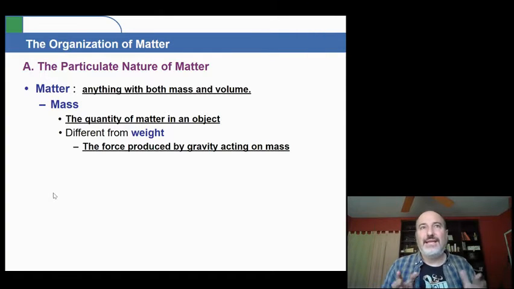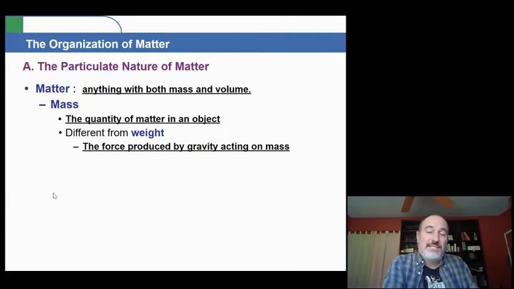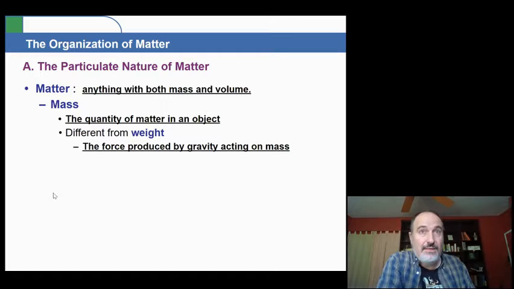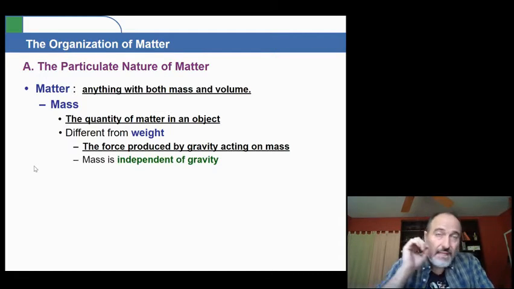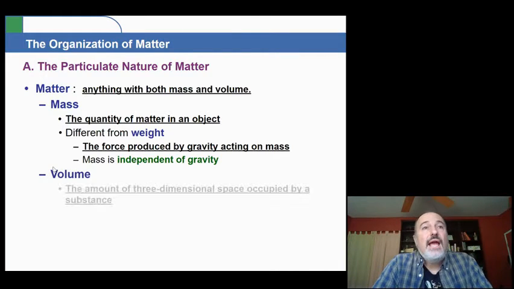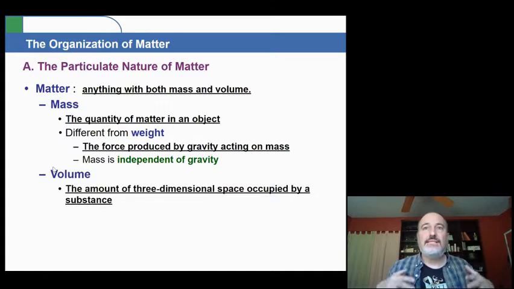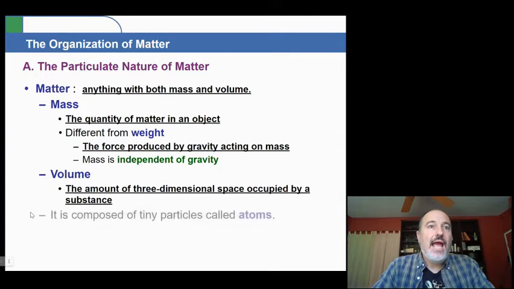But unfortunately, that has nothing to do with the mass. If they are 60 kilograms on Earth, they're going to be 60 kilograms on the moon. So the weight is dependent upon gravity, whereas mass is independent of gravity. Now, volume is how much three-dimensional space is occupied by a substance. Just how much 3D space does it take up?